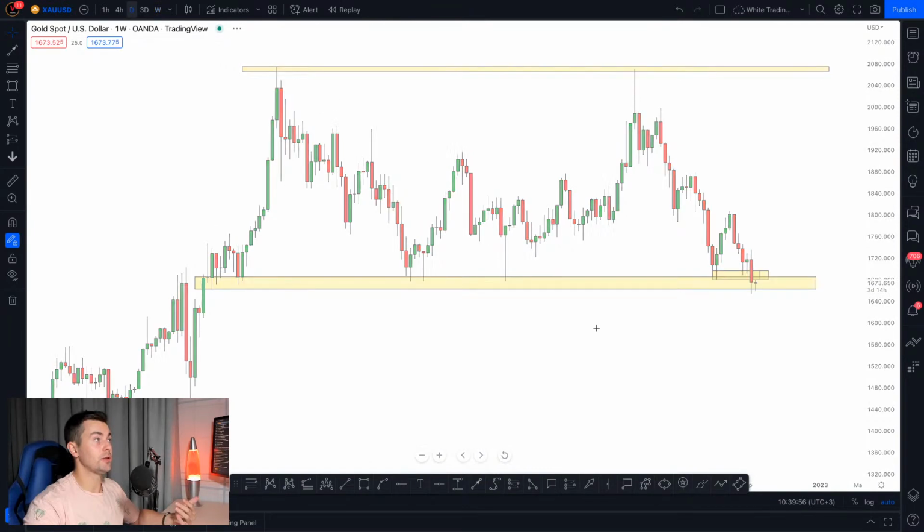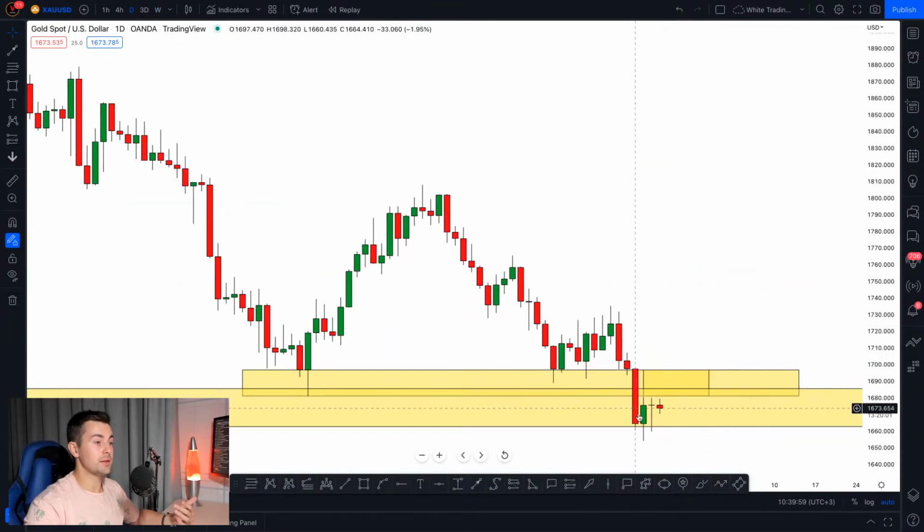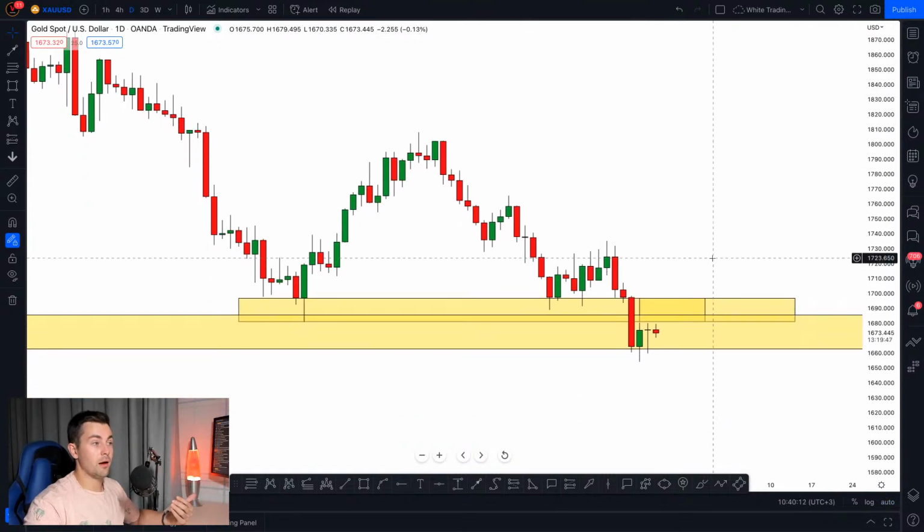Returning back to the daily time frame, you can see that technically speaking, we are trading within that demand zone. So here on gold, at the moment, we see a perfect contradiction. From a weekly time frame perspective, we are bullish, but from a daily time frame perspective, we are bearish, right? And in such a situation, it is highly recommendable to stay away from making any midterm predictions.